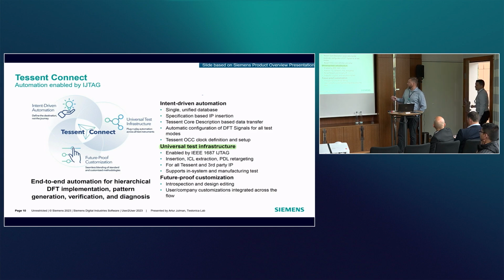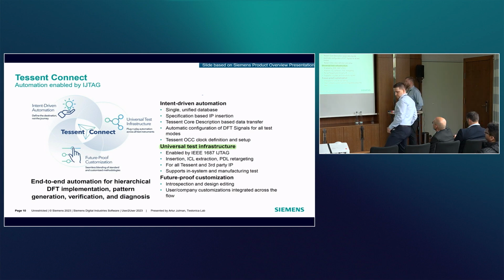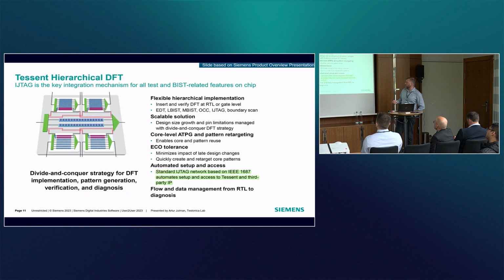IJTAG also enables the fusion of different, let's say, use cases and technologies, the fusion of the instrumentation and basically everything you need to do around your IC would be actually connected using 1687. IJTAG is also a way to control built-in self-tests and scan chains for all applications like embedded deterministic test, logic-based, memory-based, and so on and so forth.